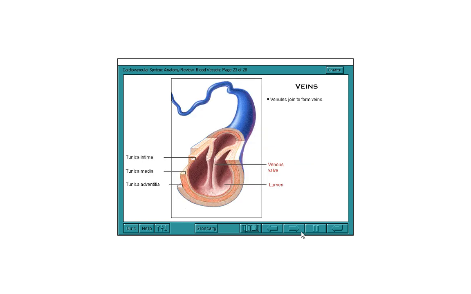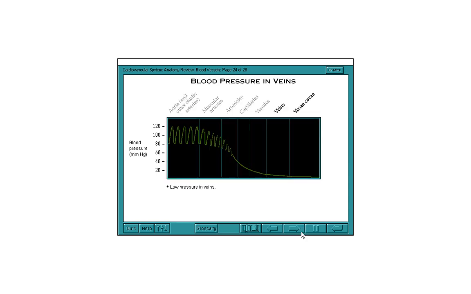Venules join to form veins. Veins usually have 3 distinct tunics, but their walls are always thinner and their lumens larger than those of corresponding arteries. The tunica adventitia is the heaviest wall layer. In the graph of blood pressure, note the low pressure in the veins. Because blood pressure within veins is low, they can be much thinner walled than arteries without danger of bursting.